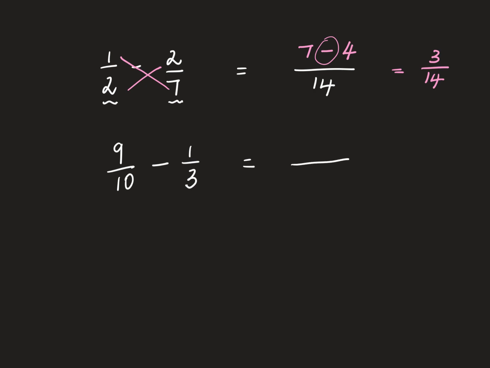Okay, new denominator, 10 times 3 is 30. Then we say 9 3s, 27. 10 1s is 10, and that's minus in there. And so our answer is going to be 17 over 30. Okay, press pause on the video and have a go at these three.